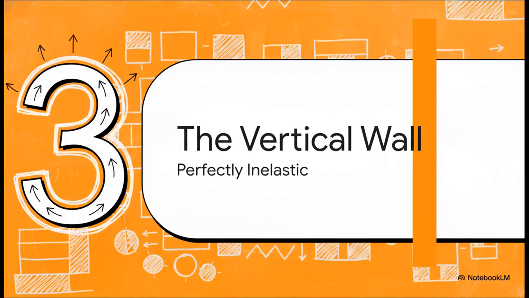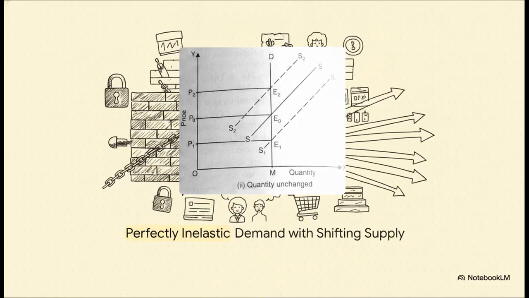That brings us to part 3, panel 2, the vertical wall. Take a look at the demand line D on this chart. Notice how it's drawn as a strict vertical straight line, perfectly parallel to the y-axis? This represents consumers who are going to buy the exact same amount of a good no matter what. It essentially forms an immovable vertical wall right in the middle of our market.